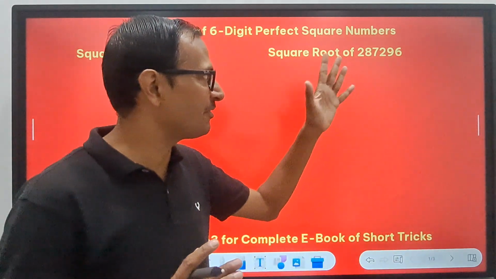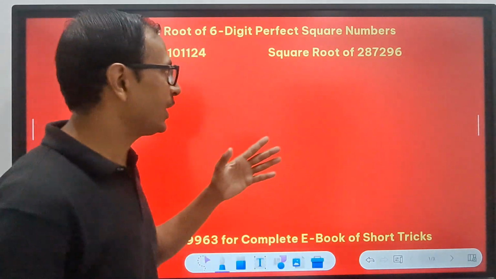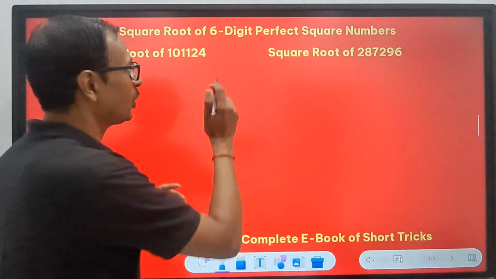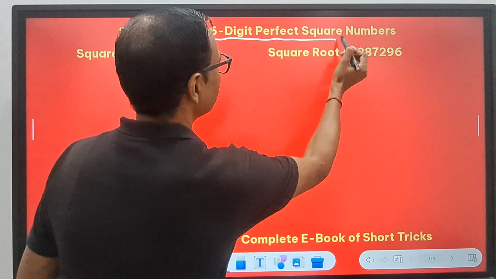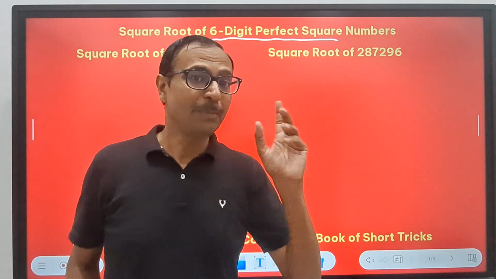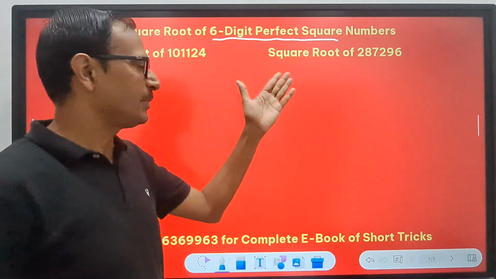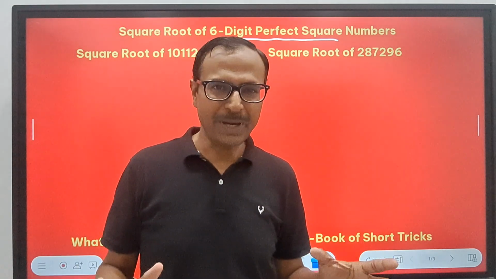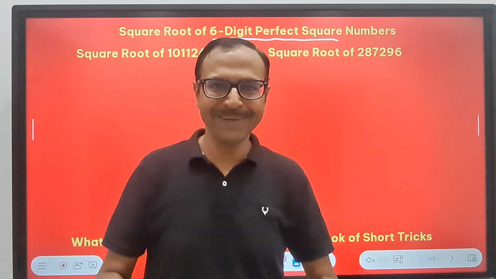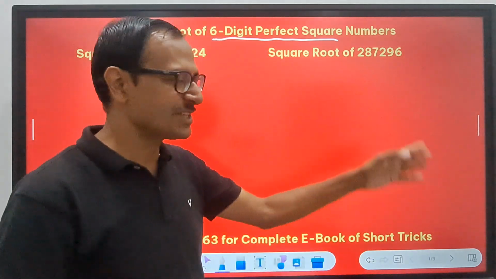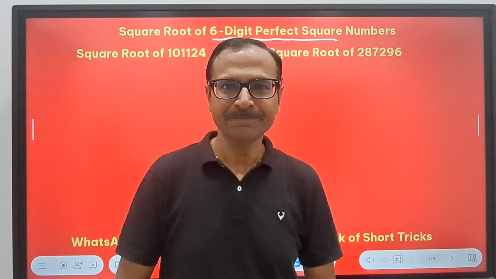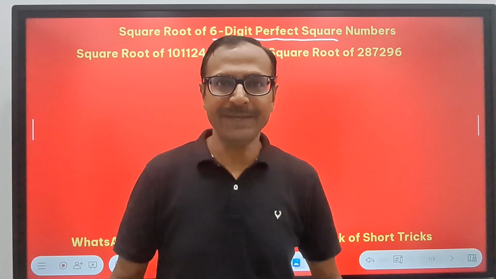Look at the numbers which I have written here: 287296, 101124, all 6-digit perfect square numbers. I can't find the square root of these numbers using what? The prime factorization? Are you joking? We can't do prime factorization of such huge numbers, right? And you should not even try that.